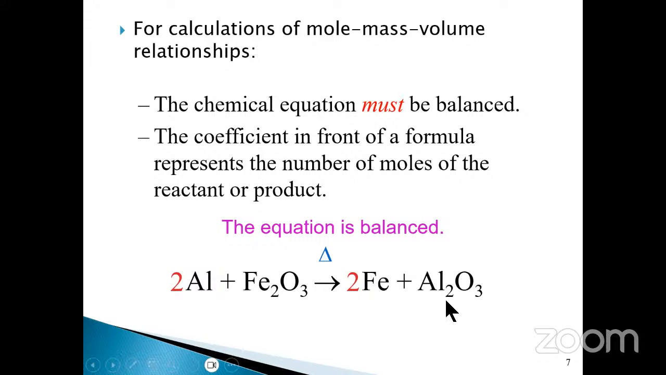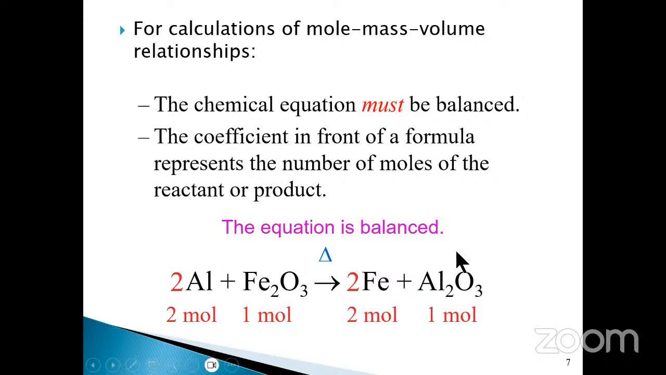So one could look at this reaction and say 2 atoms of aluminum will react with 1 formula unit of iron 3 oxide to form 2 atoms of iron and 1 formula unit of aluminum oxide. But we can also extend that to the mole relationships, right? In other words, the way we can interpret this equation is that 2 moles of aluminum will react with 1 mole of iron 3 oxide to give you 2 moles of iron and 1 mole of aluminum oxide. So the coefficients here not only give you the relationship between the substances at the microscopic levels of atoms or ions or whatever, but also at the macroscopic level in terms of mole relationships, all right?